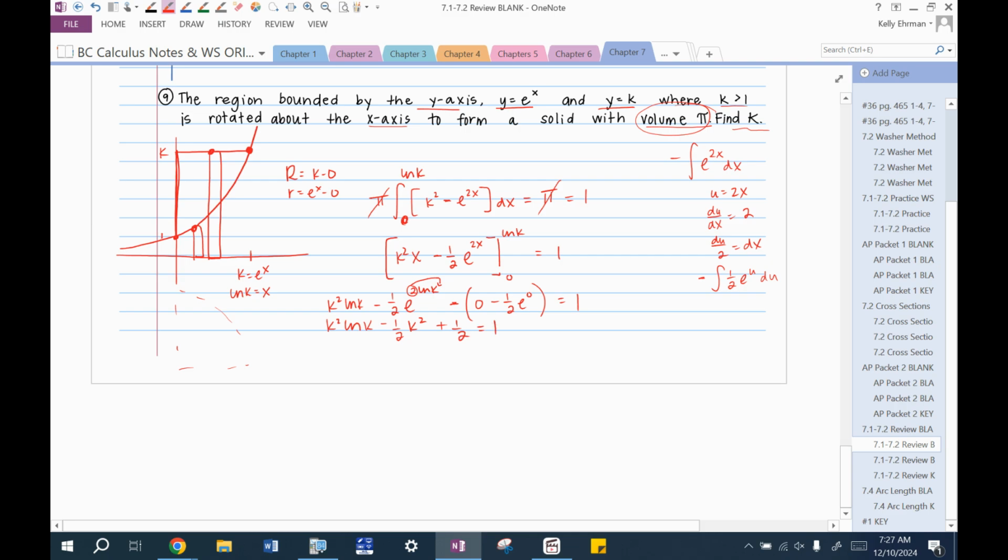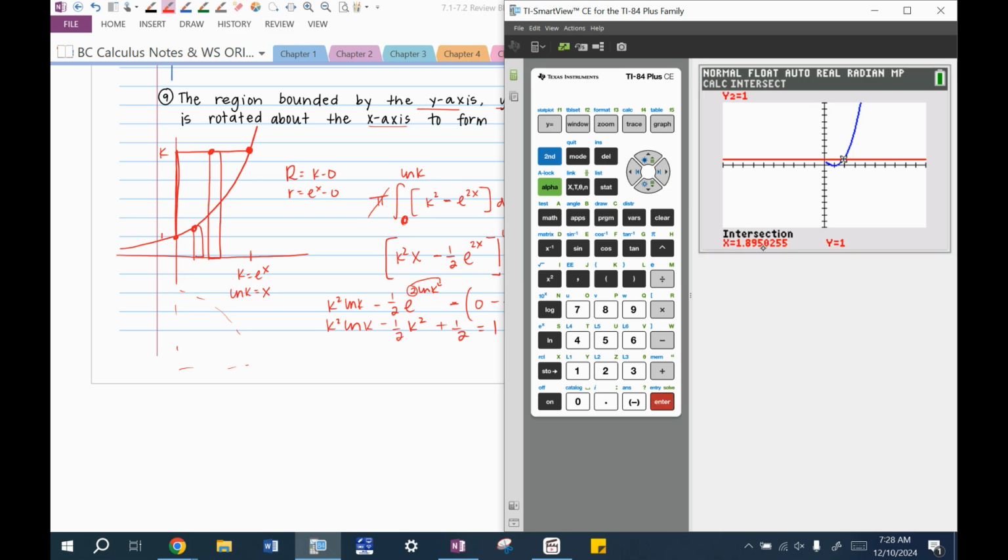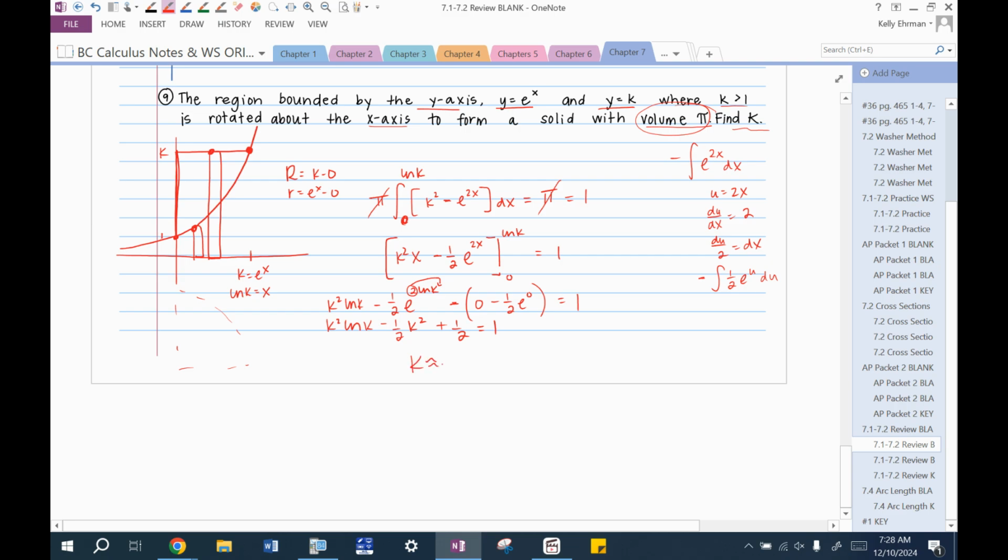And how am I going to solve this? Remember, you have a calculator. We would not solve this algebraically. K is our unknown right now, so I'm going to type in x squared natural log of x, minus 0.5 x squared plus 0.5. When is that equal to 1? I'm going to zoom, that intersection point right there. So about 1.895 is what our k value is.